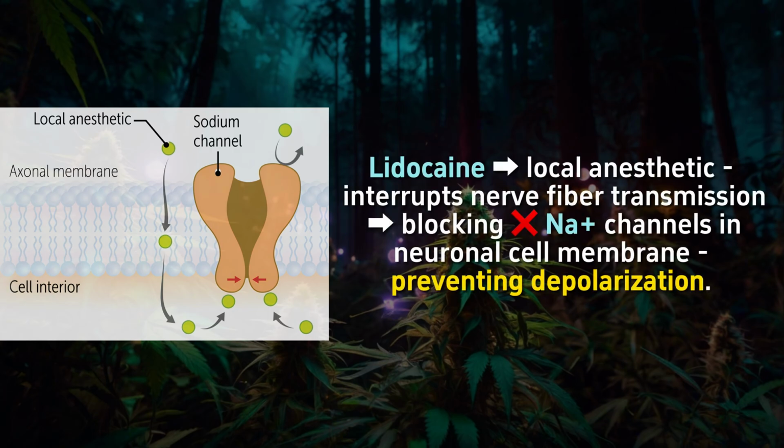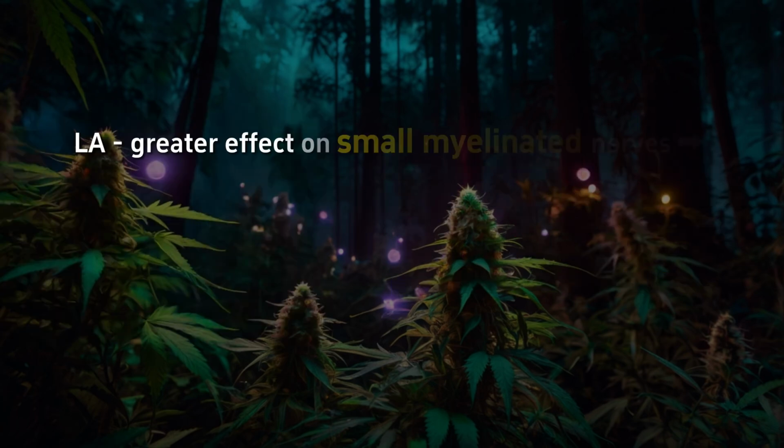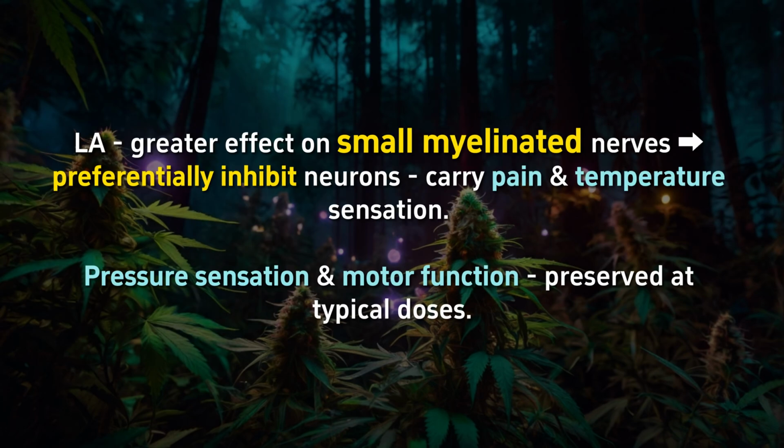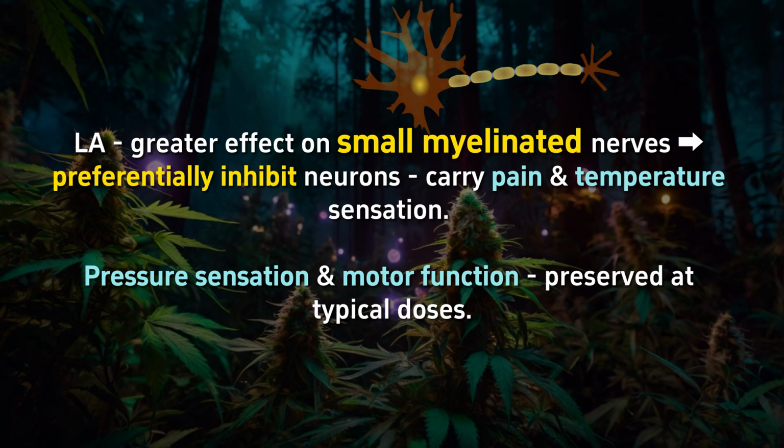Lidocaine is a local anesthetic that interrupts nerve fiber transmission by blocking sodium channels in the neuronal cell membrane, preventing depolarization of the nerve. Local anesthetics have a greater effect on small myelinated nerves, so they preferentially inhibit neurons that carry pain and temperature sensation. Pressure sensation and motor function are often preserved at typical doses.